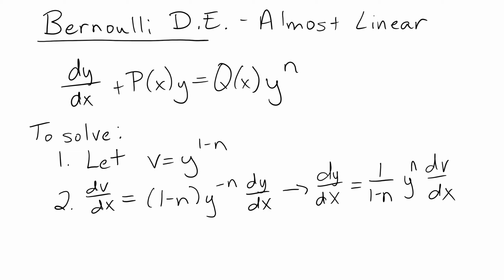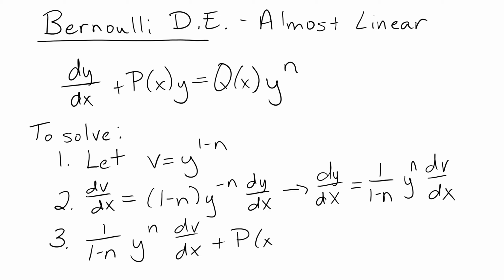Now what I would like to do is actually plug that into my differential equation. So instead of dy dx, I'm going to have 1 over 1 minus n, y to the n, dv over dx, plus p of x times y equals q of x times y to the n. Now I have y's, v's, and x's. This is just all sorts of a mess. So let's multiply by 1 minus n on every term, and let's divide by y to the n on every term.